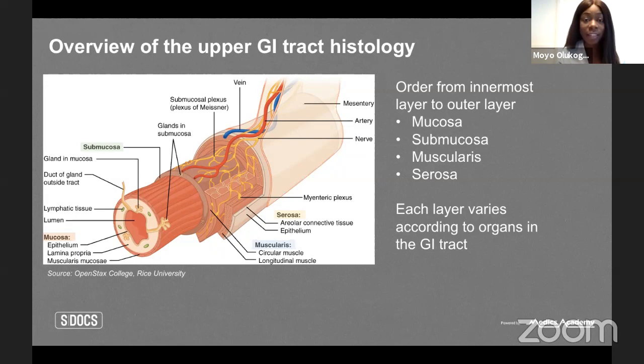The final layer is the serosa, which we can see here in the light beige colour. And this consists of areolar connective tissue, epithelium, and visceral peritoneum. And this is important for suspending different organs in the GI tract within the abdomen. So to summarise, we have 4 basic layers and they vary according to organ.